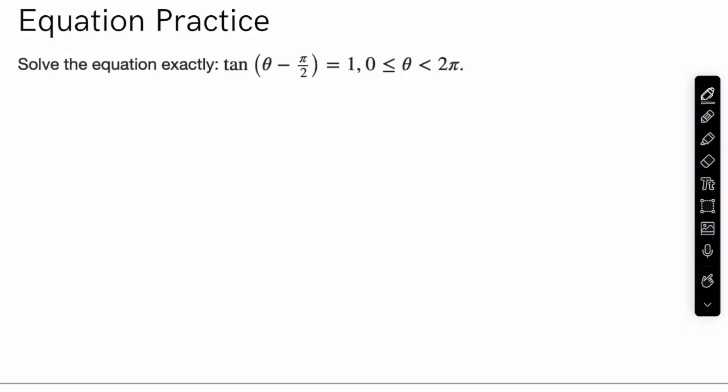Alright guys, so starting off here, we got a question that says to solve the equation exactly. It's tan of theta minus pi over 2 is equal to 1 within the domain of 0 to 2 pi. So how do we go about doing this? The key thing here is to firstly say that theta minus pi over 2 is equal to arctan of 1, which is going to give us what? Theta minus pi over 2 is going to equal pi over 4.